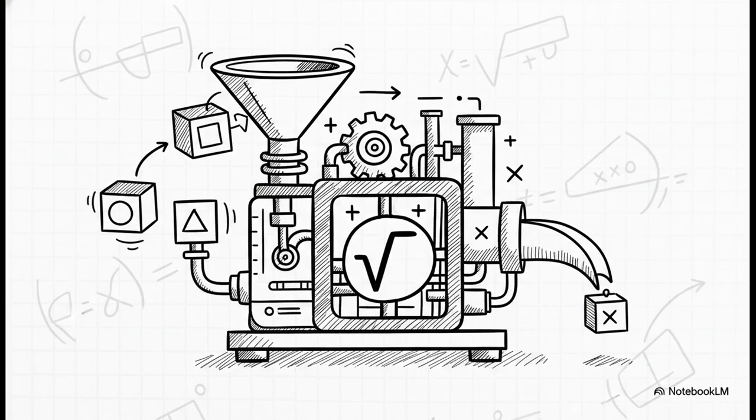The quadratic formula. It's like a magic recipe. You just plug in your numbers, your a, b, and c from any equation with an x squared in it, and boom, it spits out the answer. It's a general formula that just works every time.